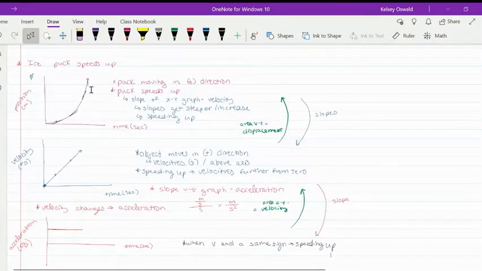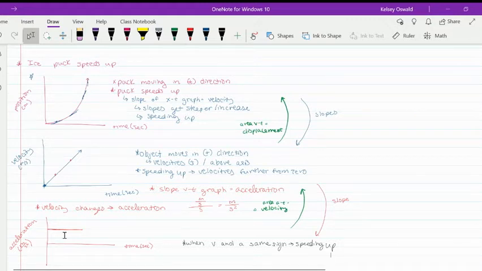Position versus time graph, that our object is moving in the positive direction since our positions are increasing, and that our object is speeding up because our slopes are getting steeper and steeper. We can then use this information in creating our velocity time graph. We show that our object is moving in the positive direction by having our velocities be above zero, above that x-axis, and we show that our object is speeding up by having our velocities get further from zero.